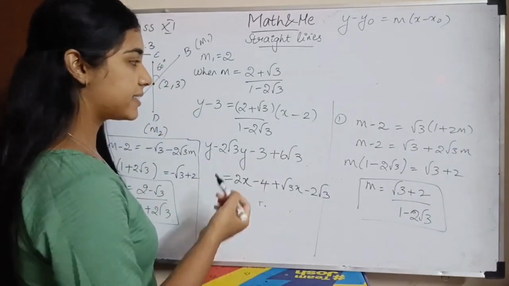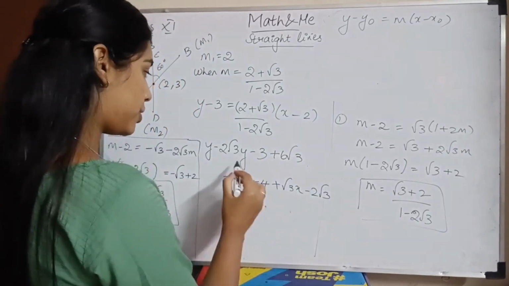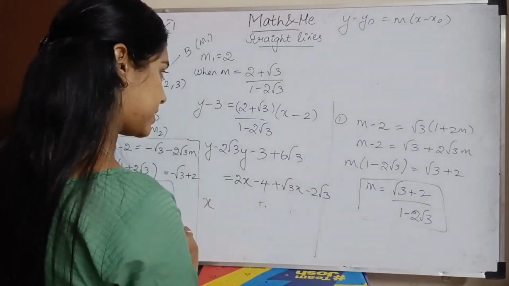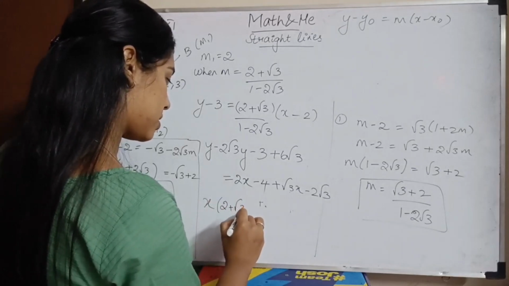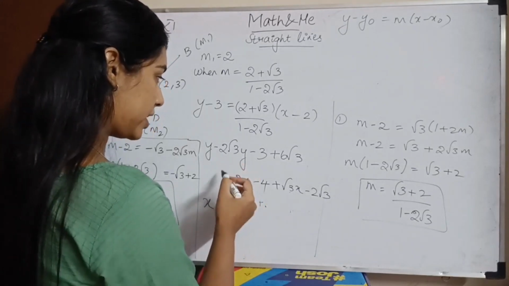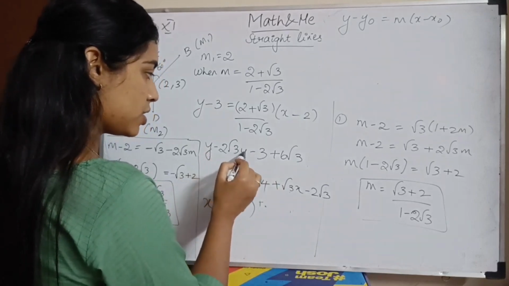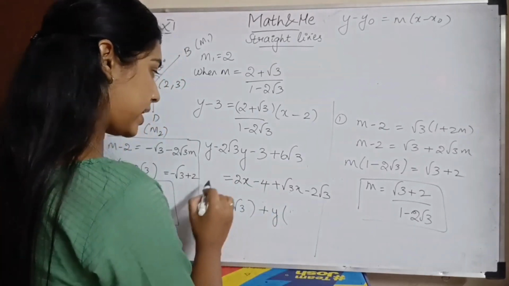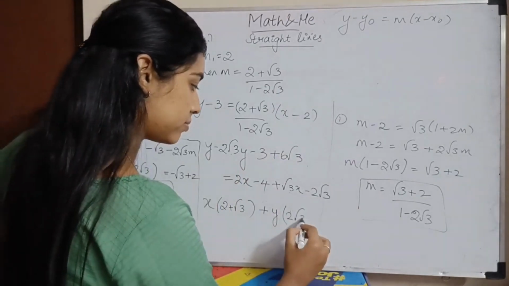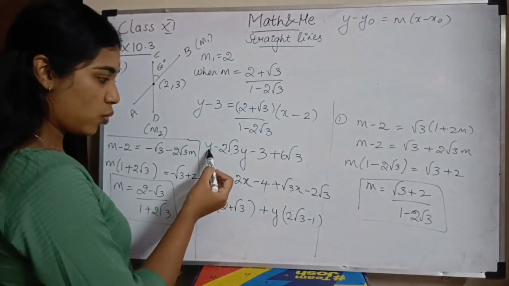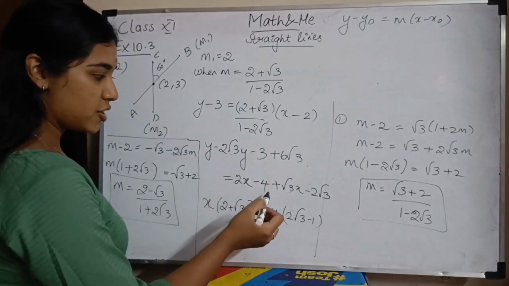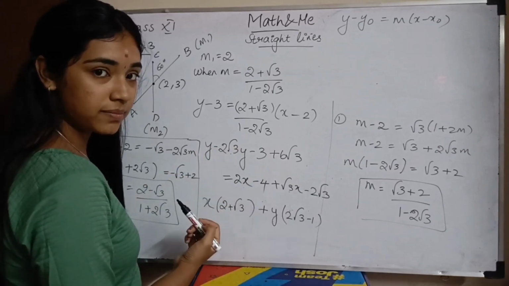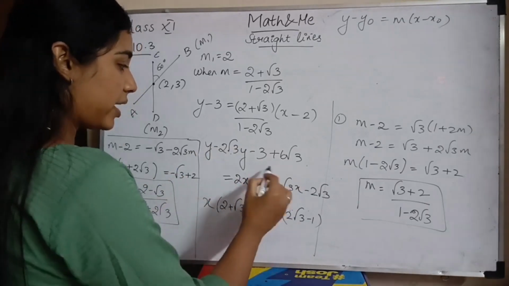So I'm going to take all the x to one side and all the y to the other side. So what do you have? 2x plus root 3 x. So I'll take x outside: 2 plus root 3. I'm bringing the y to the other side. So I have y minus 2 root 3 y. So when I bring it to the other side, it becomes plus y times 2 root 3 minus 1. Clear? I'm bringing y minus 2 root 3 y to the other side. So it becomes 2 root 3 y minus y. When I take the y outside, you have 2 root 3 minus 1.